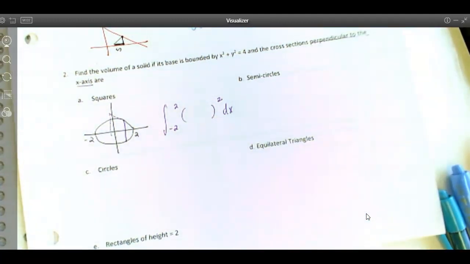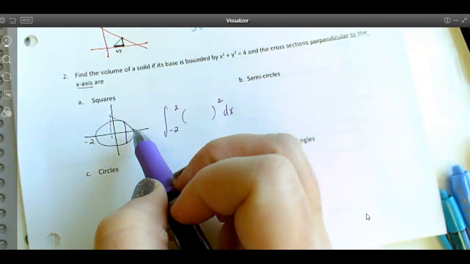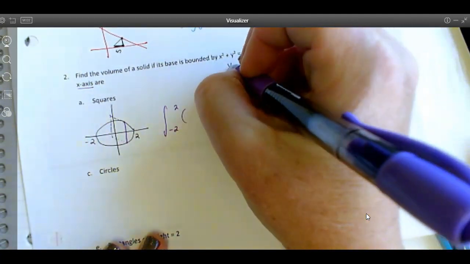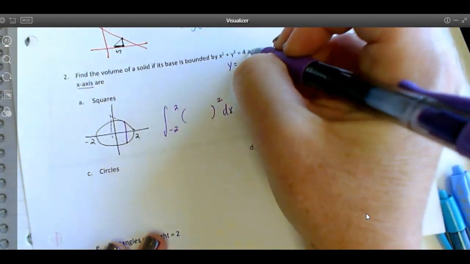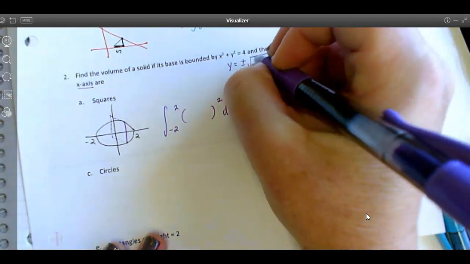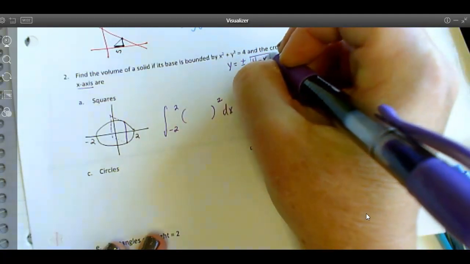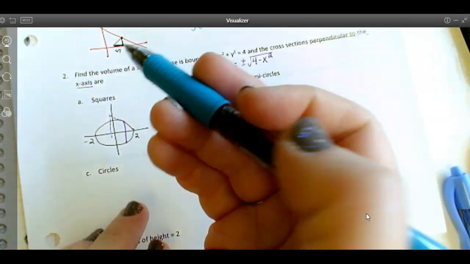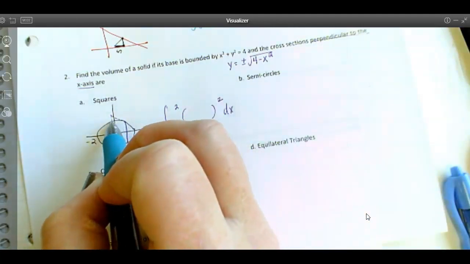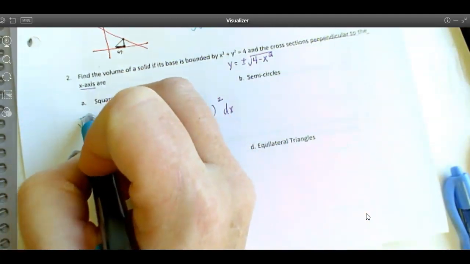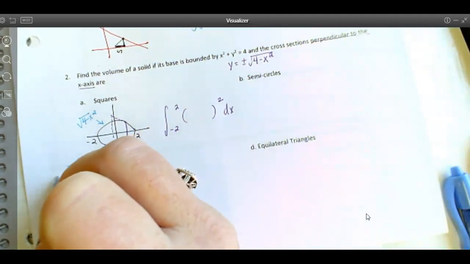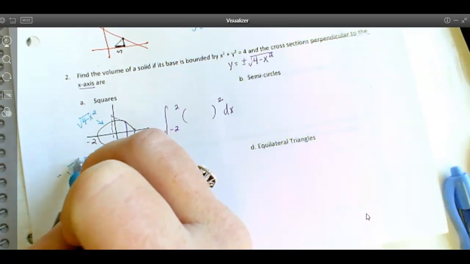Okay, to figure out what the two parts of this side are, if you solve for y here, you would subtract your x squared and take the square root. You get plus or minus the square root of 4 minus x squared. That's important because that tells you what the two equations are. Like this top part of the equation is the square root of 4 minus x squared. The bottom equation is the negative square root of 4 minus x squared.